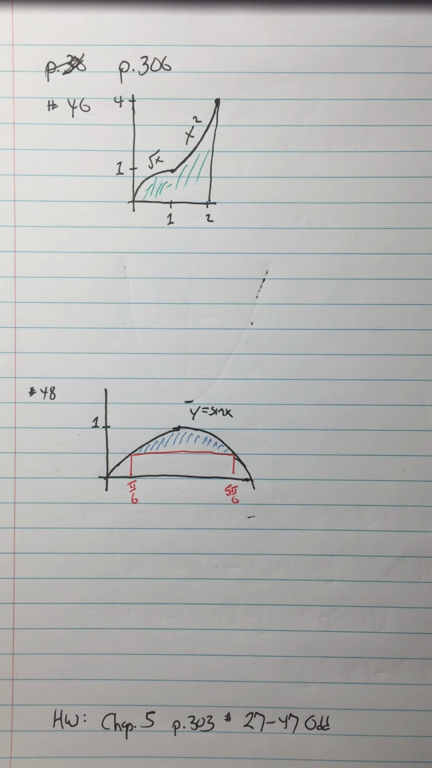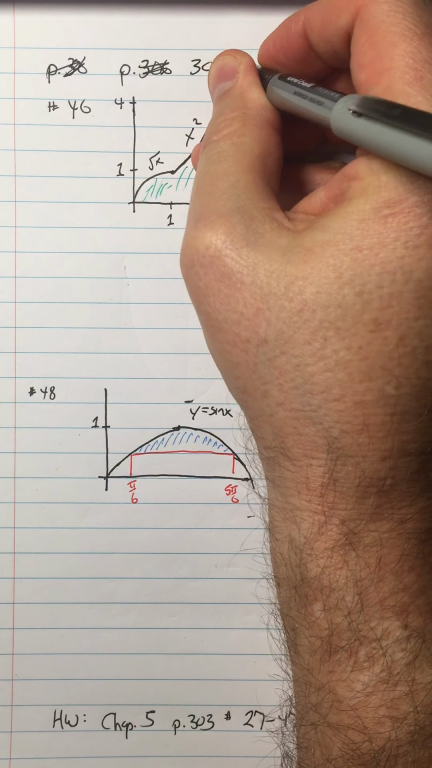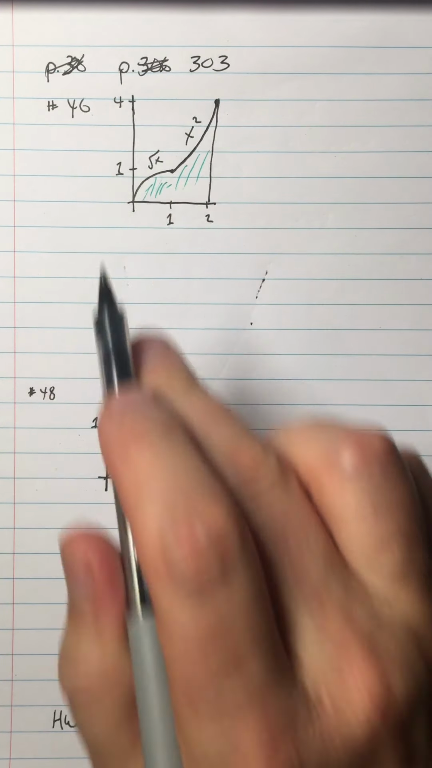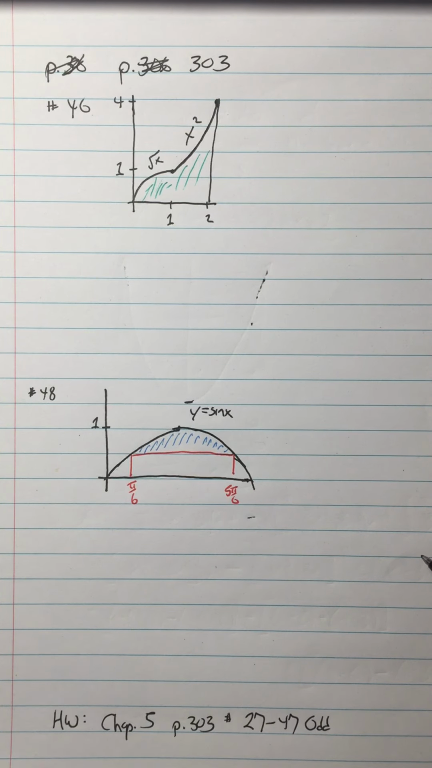All right, we'll look at a couple more problems from page 30. I put 306 here, but it's actually 303, isn't it? Page 303. All right. So page 303, number 46 and 48. The shapes are weird, so just use what you would think of normally from geometry.